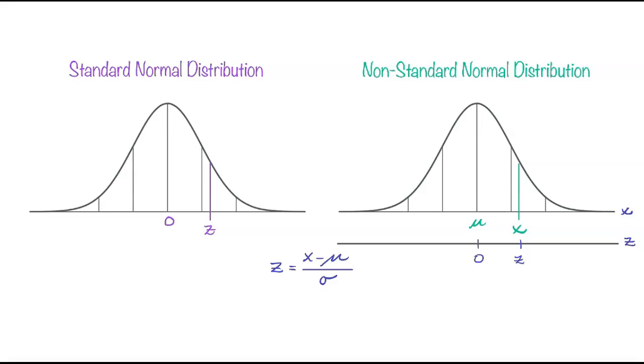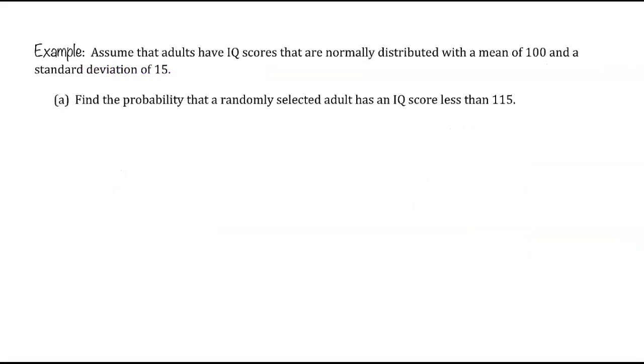Let's take a look at an example. Suppose that adults have IQ scores that are normally distributed with a mean of 100 and a standard deviation of 15. We'll start by finding the probability that a randomly selected adult has an IQ score less than 115.